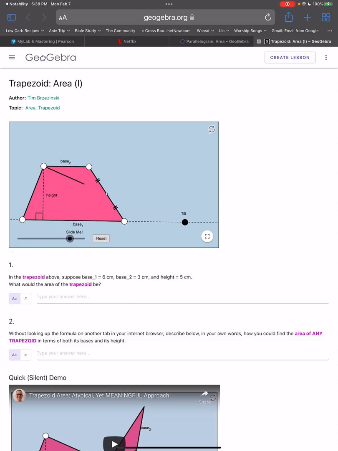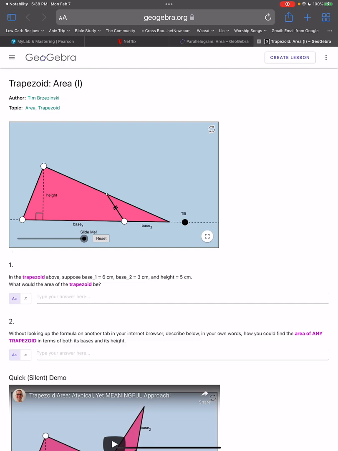And we're going to split off this triangle and flip it over, and look, it's one giant triangle with two bases. That's our base 1 plus our base 2 times height times 1/2, because we've got a giant triangle.